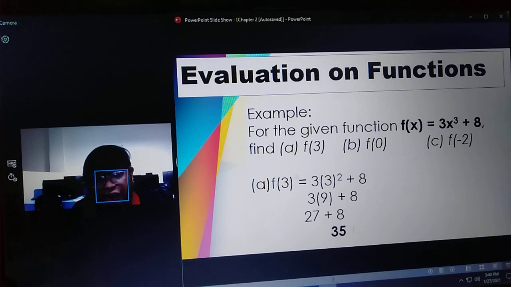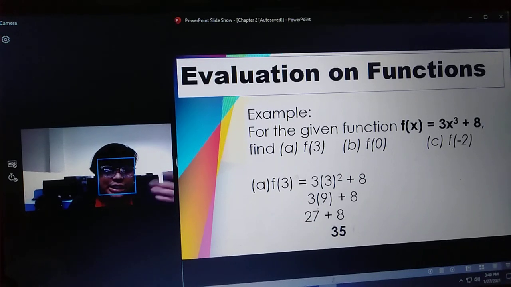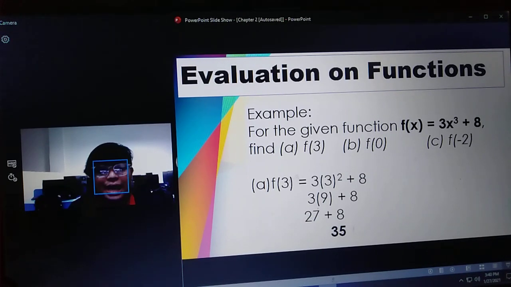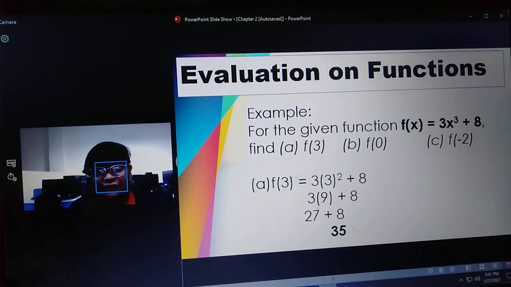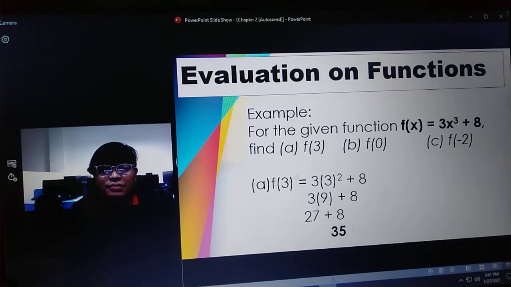And then in evaluation of functions, all you have to do is substitute the given values into the given equation. For example, substitute the 3, f of 3, f of 0, and f of negative 2. Just like what I did earlier when solving. That's all there is to it.